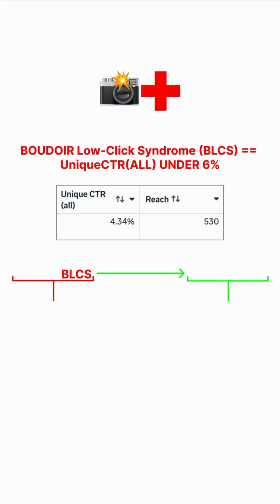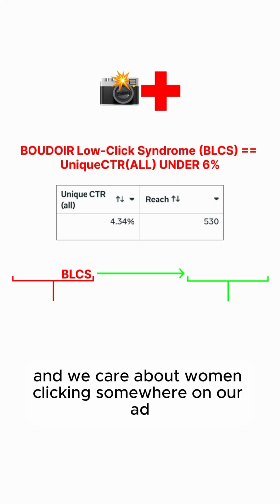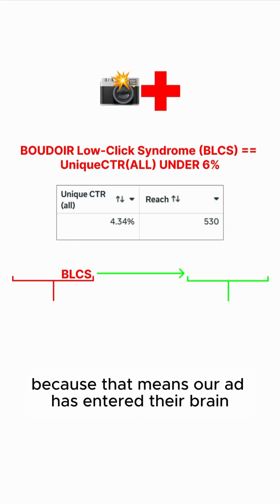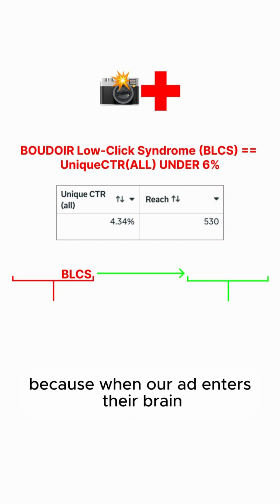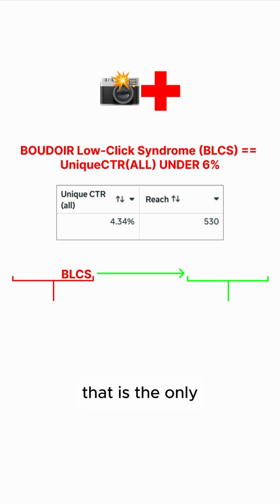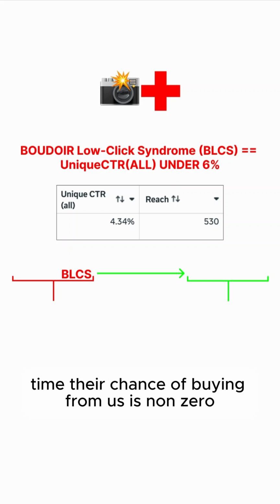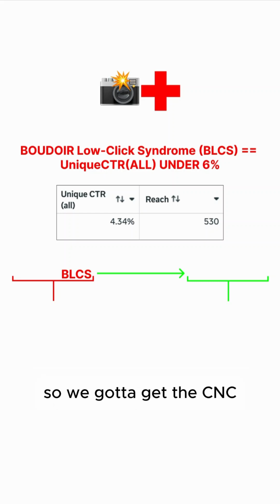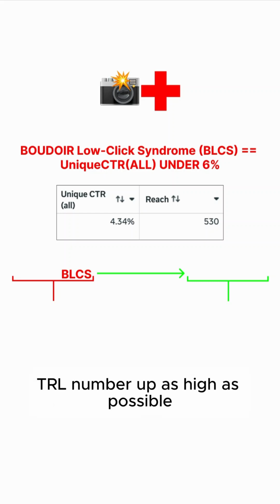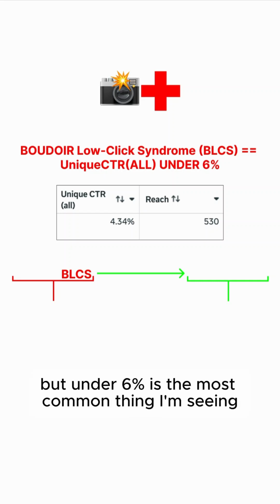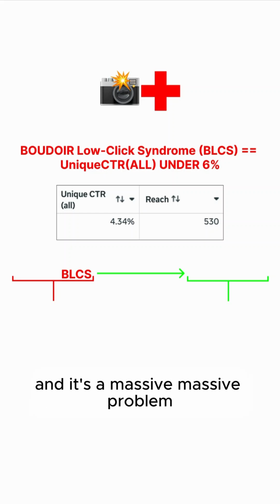scrolling on by. And we care about women clicking somewhere in our ad because that means our ad has entered their brain. And we care about that because when our ad enters their brain, that is the only time their chance of buying from us is non-zero. So we got to get this unique CTR number up as high as possible, but under 6% is the most common thing I'm seeing, and it's a massive, massive problem.